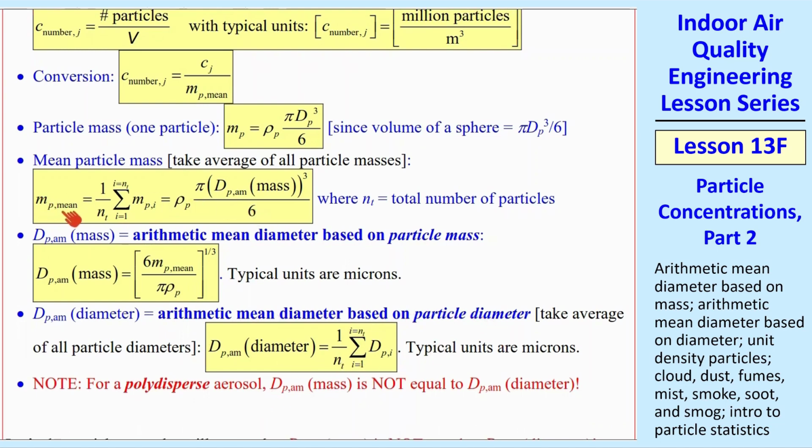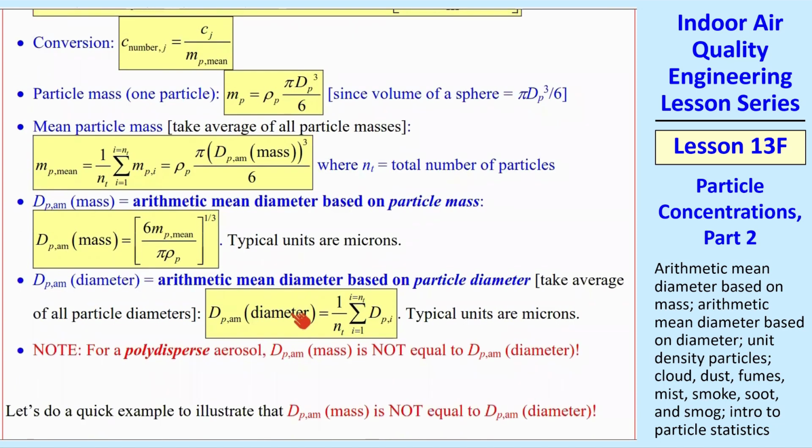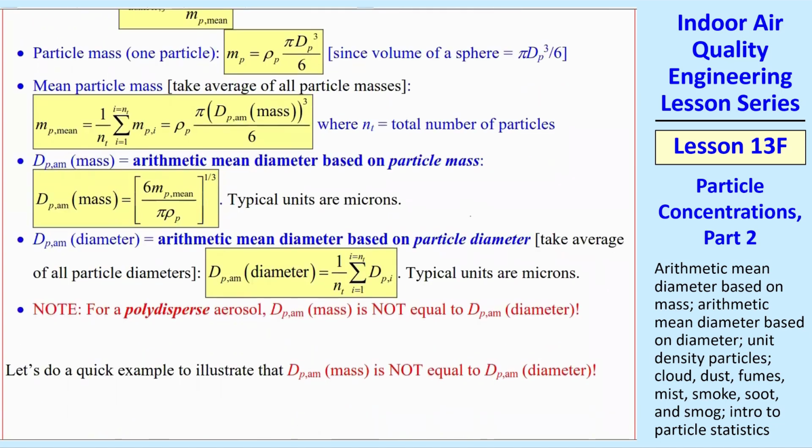By the way, MP mean is also calculated if you know the mass of each particle. You can do this summation and divide by NT, just like we do here. That's a simple mean also. Now, for a polydisperse aerosol, dPam mass is not equal to dPam diameter. In fact, dPam mass is greater than dPam diameter. And I'm going to do a simple example to show that.